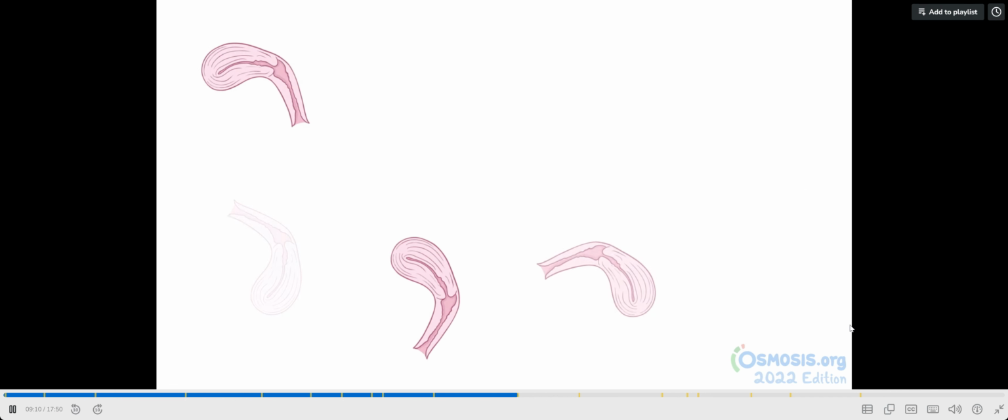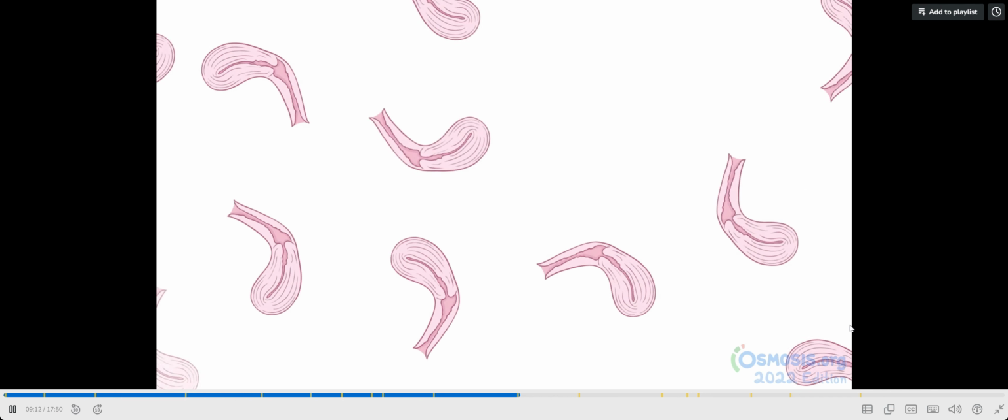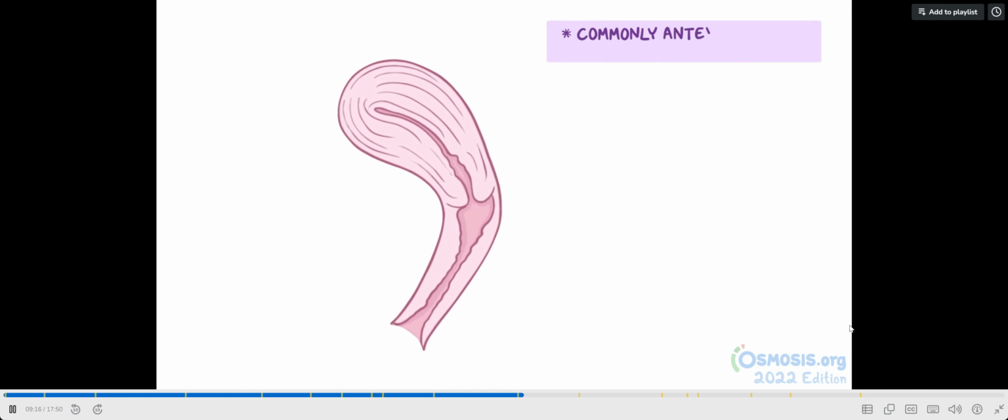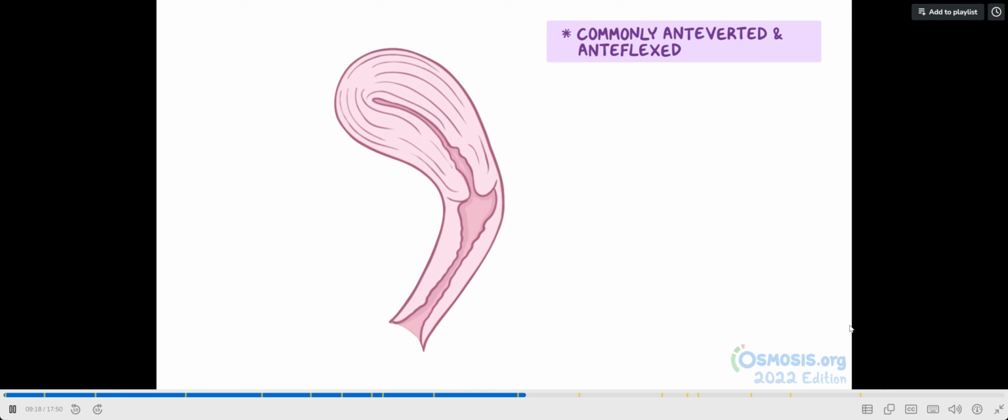Now, the position of the uterus can get a bit confusing, so let's break it down. Most commonly, the uterus is in an anteverted and anteflexed position. Now, what does that mean? Well, these are just angles on different parts of the uterus and cervix. The angle of version is formed by an imaginary longitudinal line through the cervix and one through the vagina. An anteverted uterus is tilted anteriorly with an almost 90-degree angle.